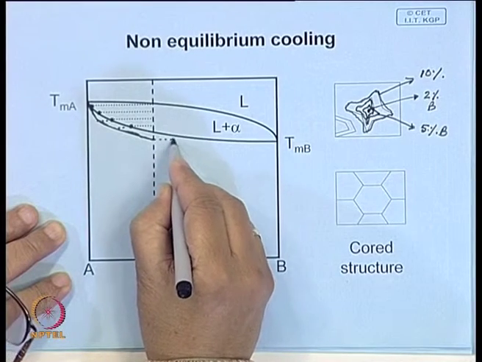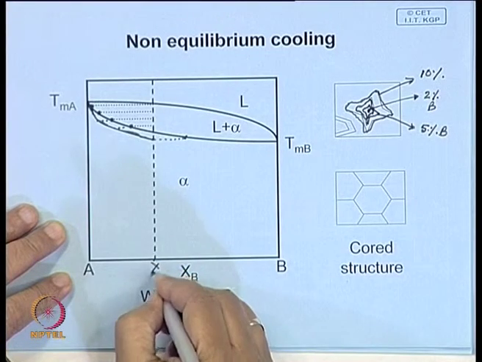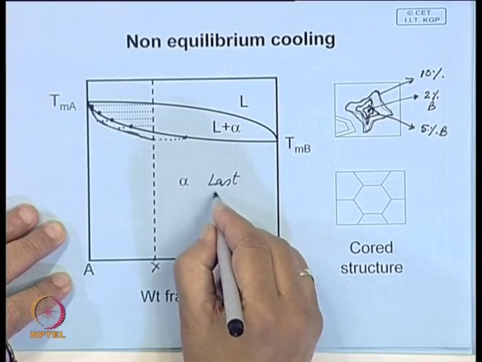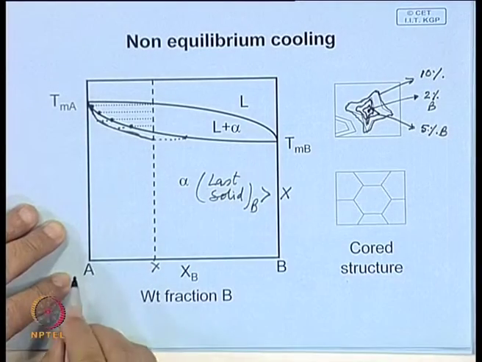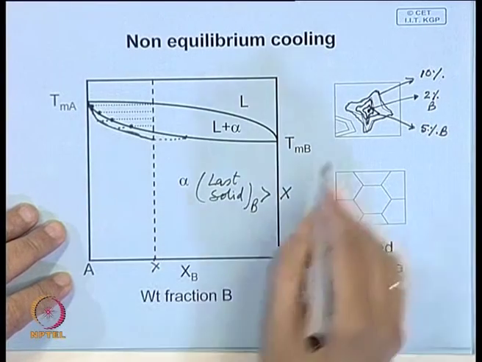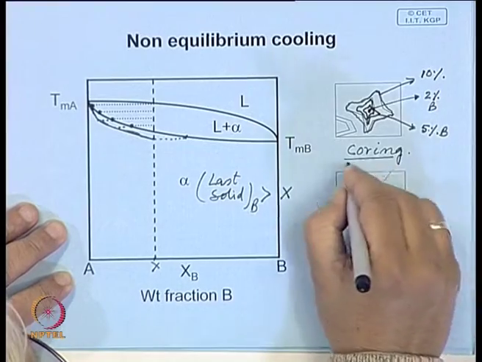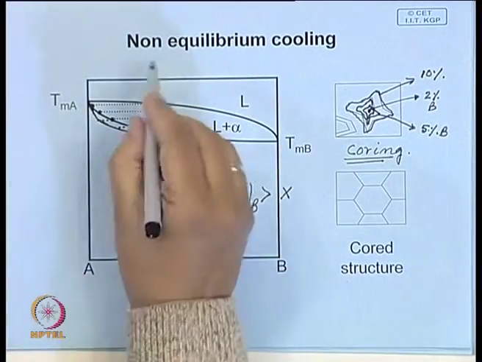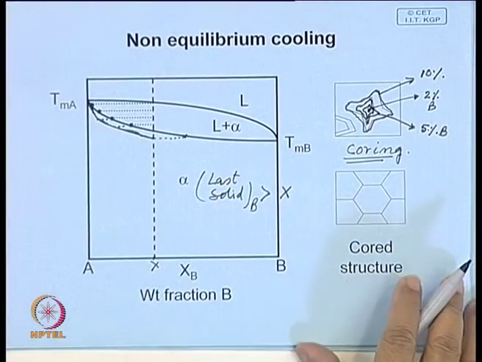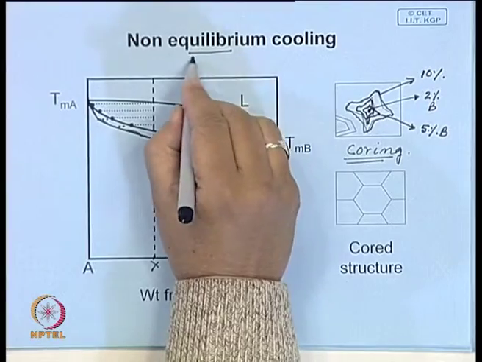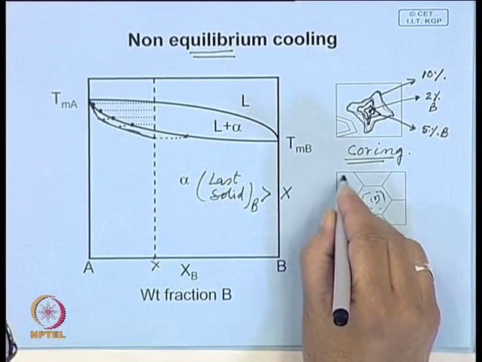And the last liquid which solidifies will have a composition richer than even the last solid, with more B. So, B in the last solid will be greater than the average composition of the alloy, and this phenomenon is known as coring. So, using simple concepts and this assumption, we can understand to some extent the structural change likely to take place when there is a departure from equilibrium cooling. Finally, you will have a cored structure, with different compositions from center to periphery.